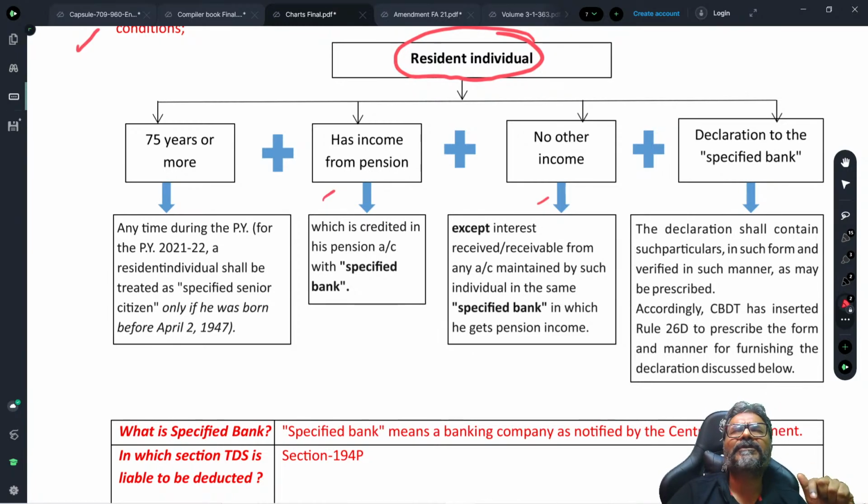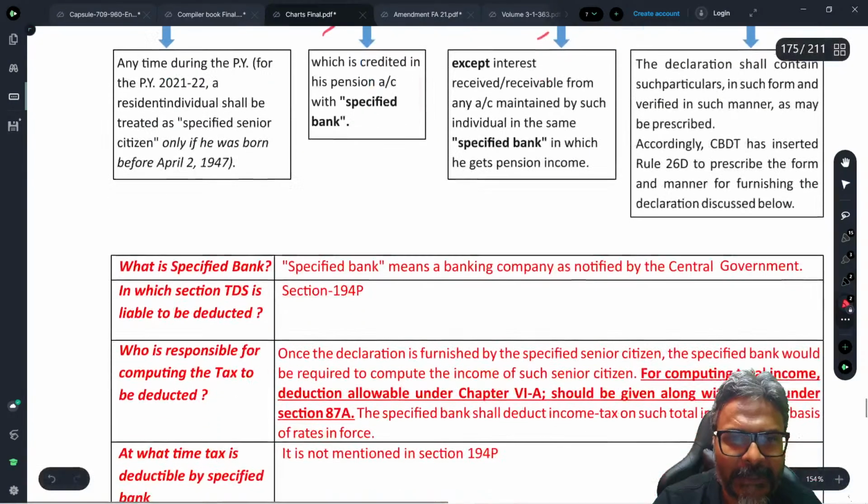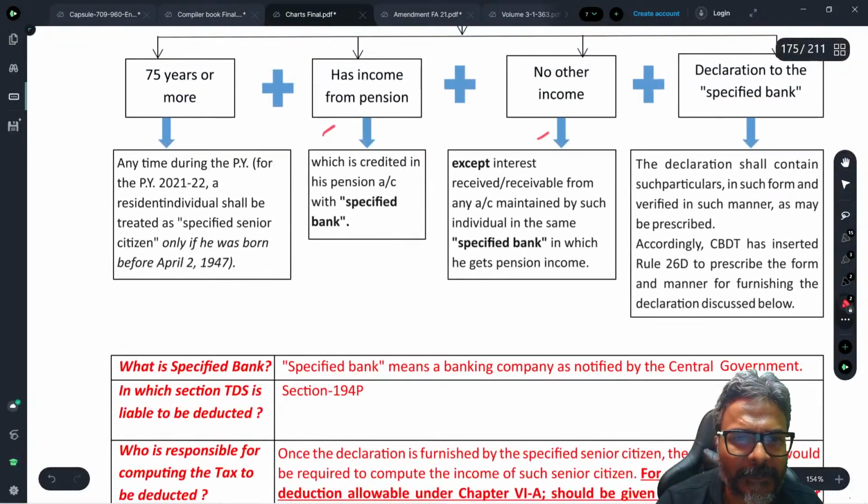So coming back, students, what will happen with this person? The bank will be under the obligation to compute the tax liability of this senior citizen, aged 75 years or above, in the previous year 21-22. They will be the ones computing the total income tax liability, and thereafter they will be filing the return. Students, this is what they will be dealing with, and this is what would be required to be done.